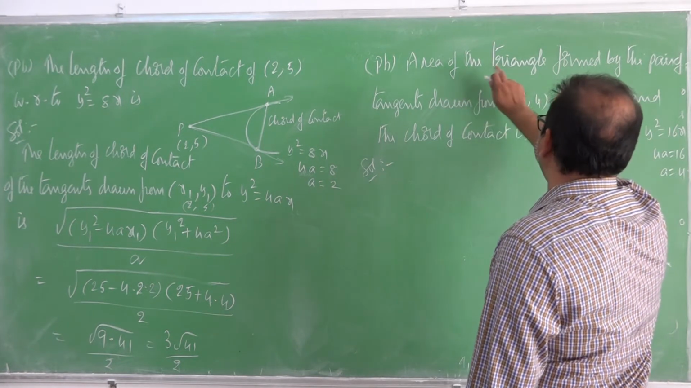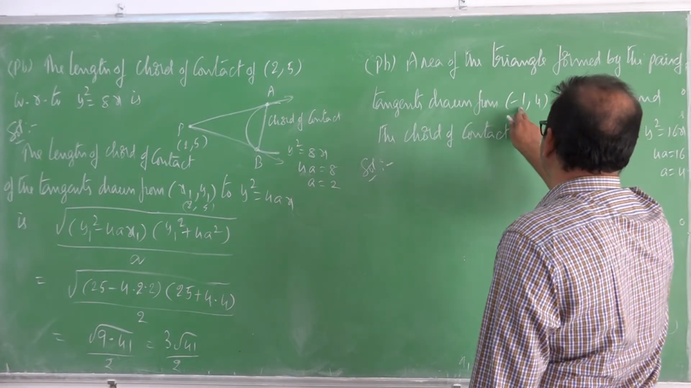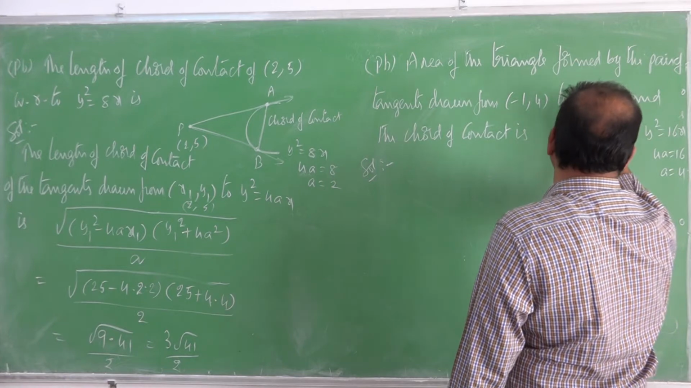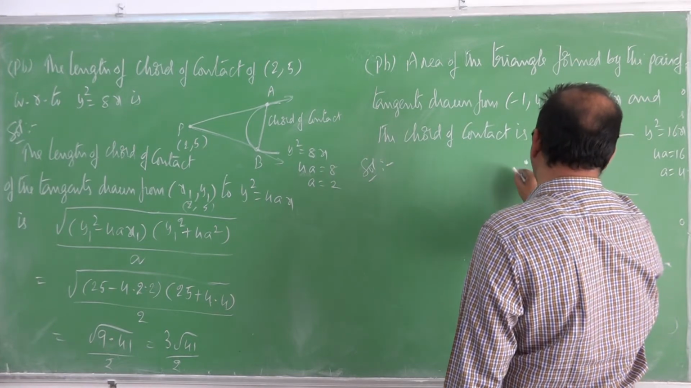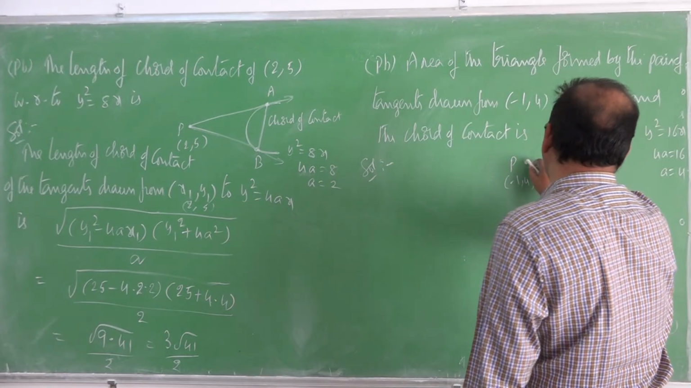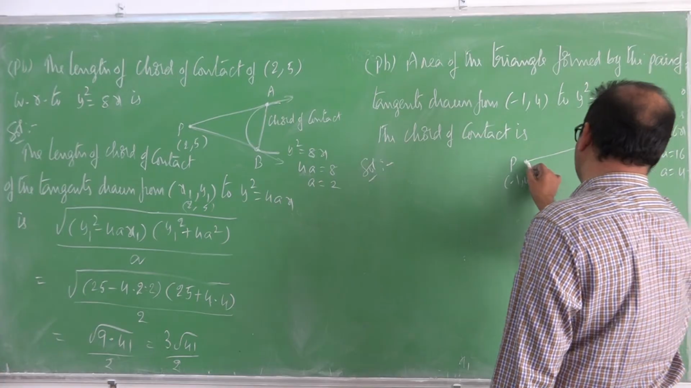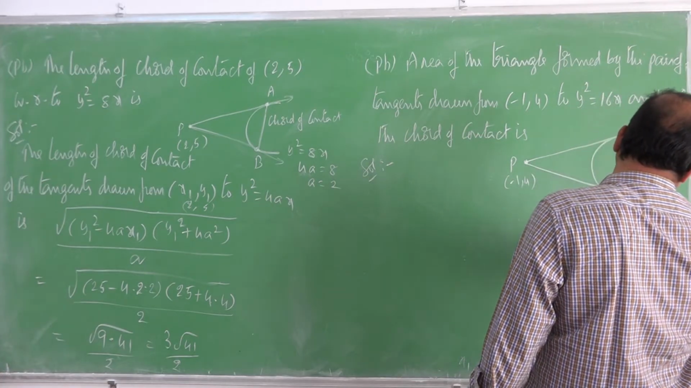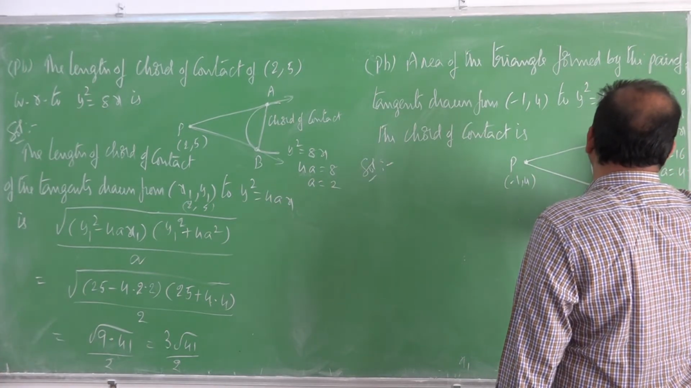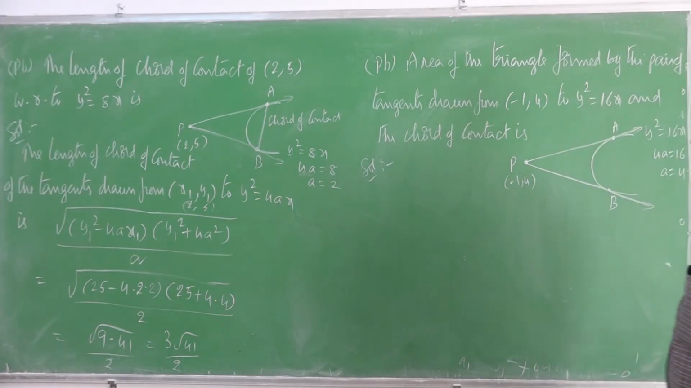Here we find the area of the triangle formed by the pair of tangents from this point to this parabola. What is the given point? (-1, 4). From this point, how many tangents are drawn? 2 tangents. Let the points of contact be A and B.